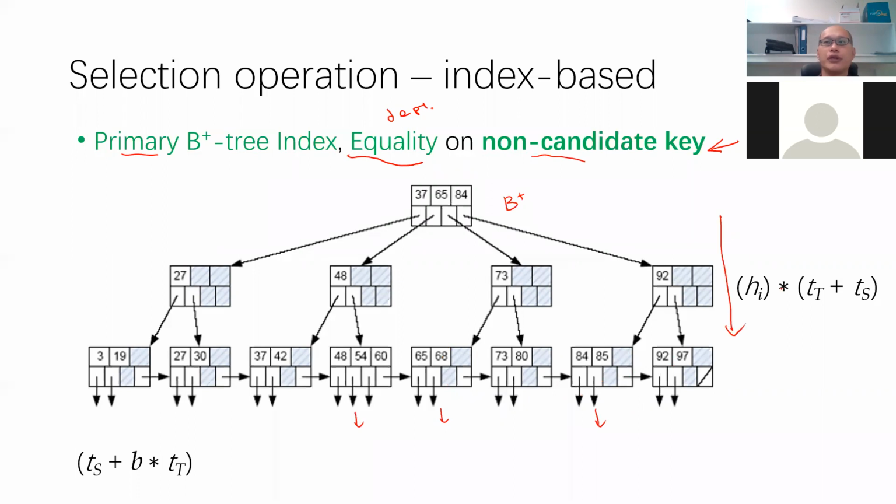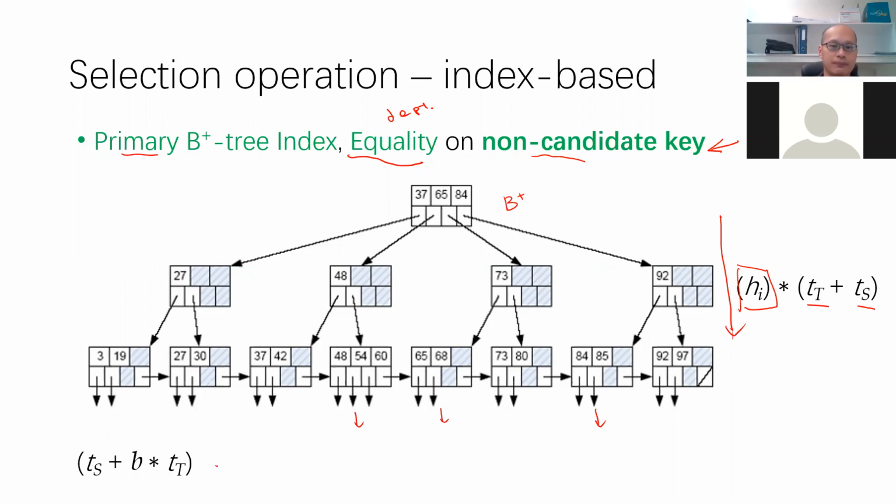The cost of accessing down the height of the tree is going to be the height of the tree multiplied by the time of access plus the time of reading. So this is how long it takes for us to get down to the leaf of the tree.